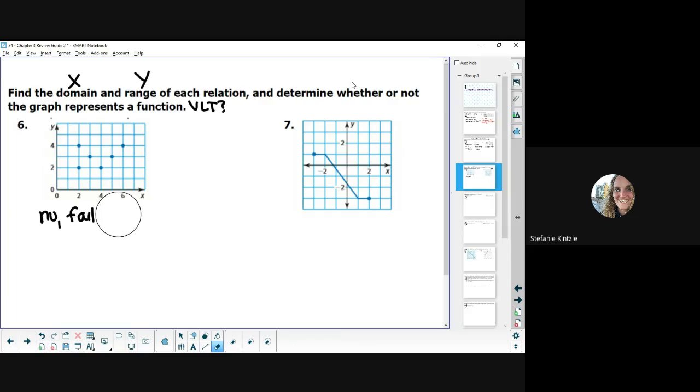Now, you could say the input 2 has 2 outputs, at 2 and 4. I'd accept that as well, but it's easier to just write fails vertical line test. How about this one? Does this pass the vertical line test? Yes. So this one's a function because it passes the vertical line test. Or you could say every input has exactly 1 output. I would accept that as well. It's more specific, which is okay.